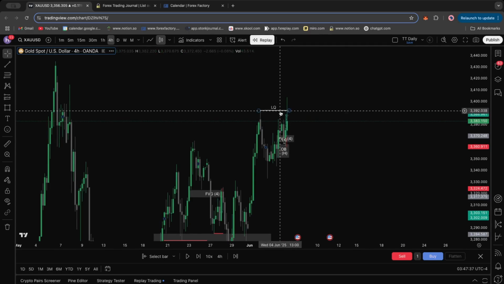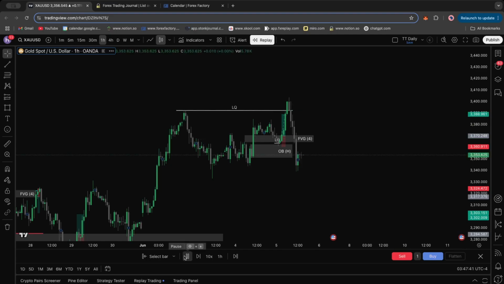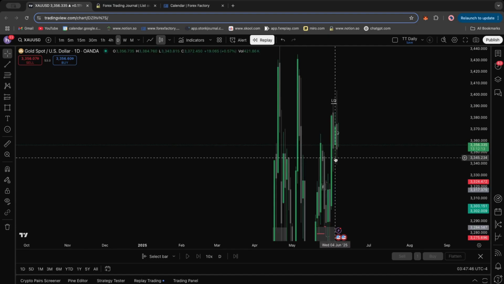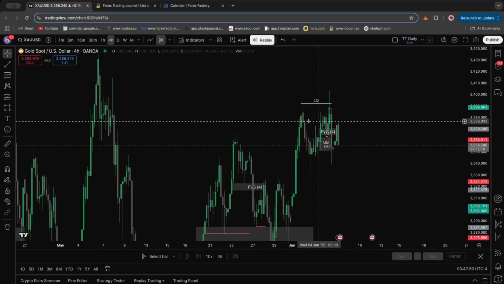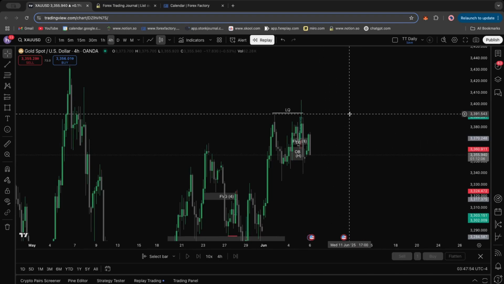So I wouldn't have targeted above this high anyway, but we did trade above it, and then price did move lower. And if I'm correct, yeah, we did sweep that low. So we have taken some daily liquidity, but as you can see, we are kind of in this range right here. So we need something to happen for price to move higher. So yeah, I think this was quite a short one.